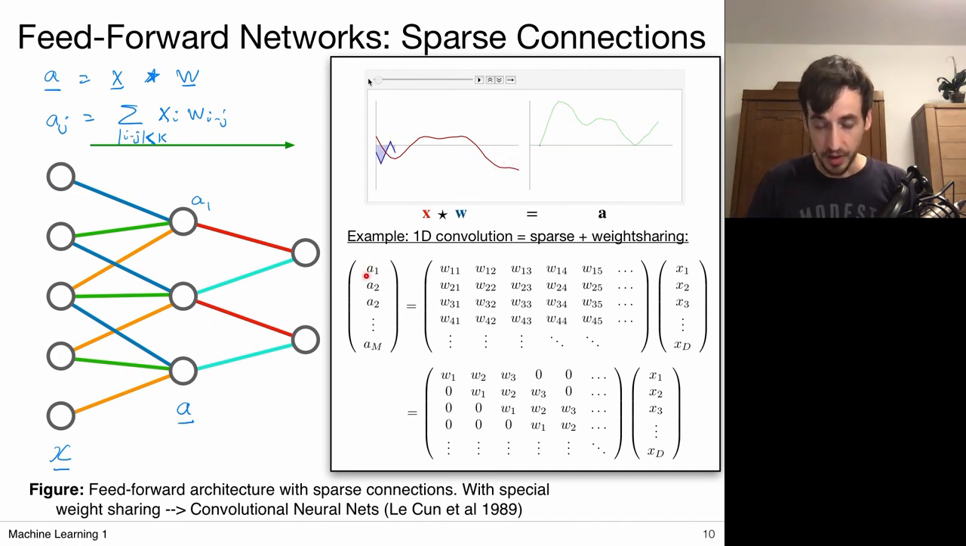My first output value, somewhere over here, is obtained by multiplying these weights with the first couple of input data points. Then I move to the next data point and shift my weights accordingly, which basically means I multiply the rest with zeros. Then my output A2 is obtained via W1, W2, W3 times X2, X3, X4. So I shift my kernel all the time, and that's what you see in this matrix. This convolution operator is essentially a matrix vector multiplication with an incredibly sparse matrix. There are a lot of zeros, which also means there are a lot of multiplications and computations that I do not need to perform.